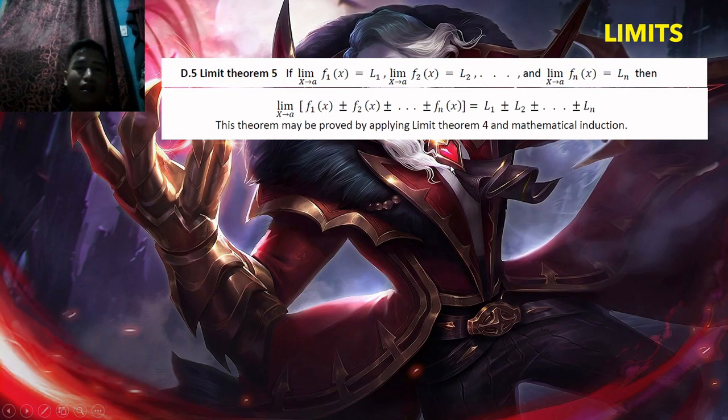Next, limit theorem number 5. If the limit of f1 is L1, f2 is L2, up to fn is Ln, then the limit of the sum of these functions is equal to the sum of their limits. This theorem may be proved by applying limit theorem 4 and mathematical induction. If it is minus, then it is minus on the other side.